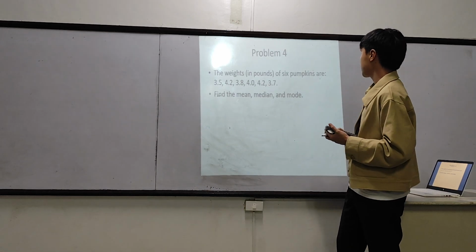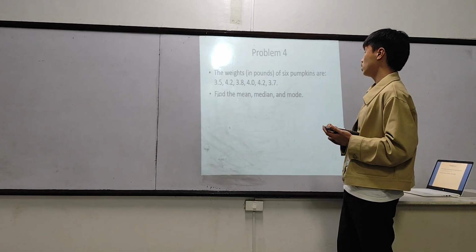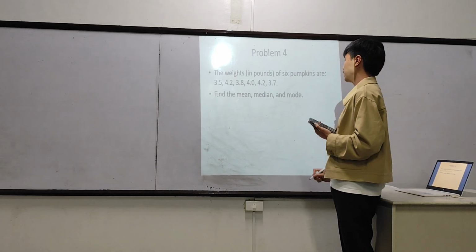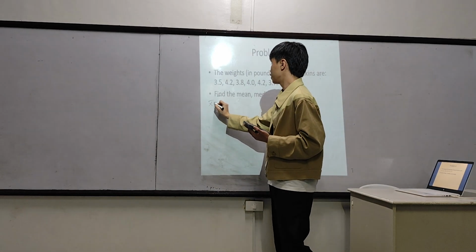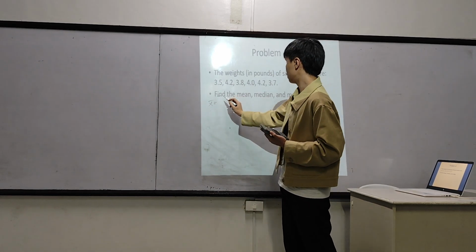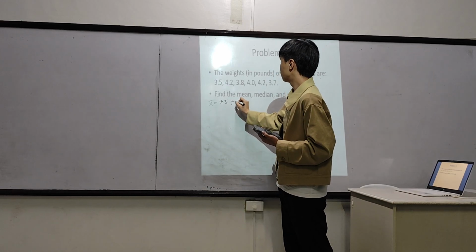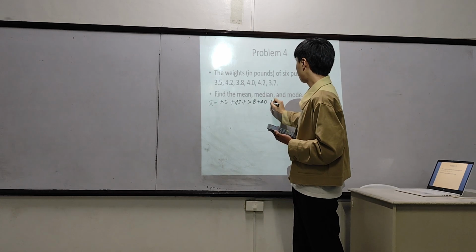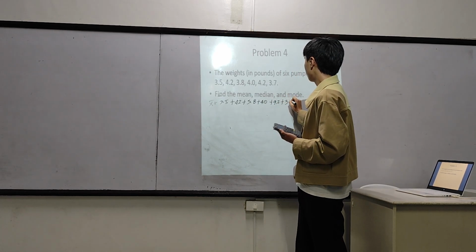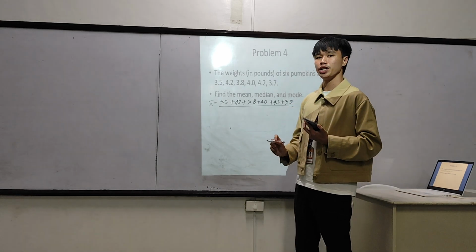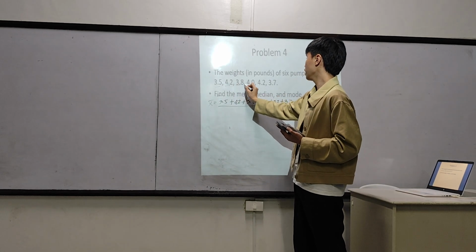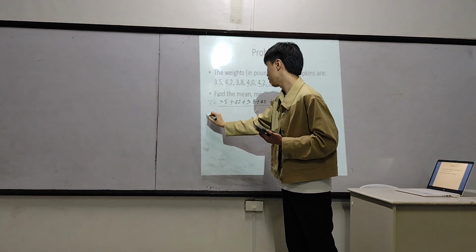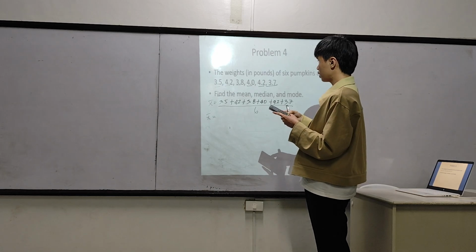The weights in pounds of 6 pumpkins are 3.5, 4.2, 3.8, 4.0, 4.2, 3.7. Find the mean, median, and mode. The mean is the summation of all numbers, which is 3.5 plus 4.2 plus 3.8 plus 4.0 plus 4.2 plus 3.7. Let's count how many numbers there are: 1, 2, 3, 4, 5, and 6. So divided by 6. Let's sum it all together.